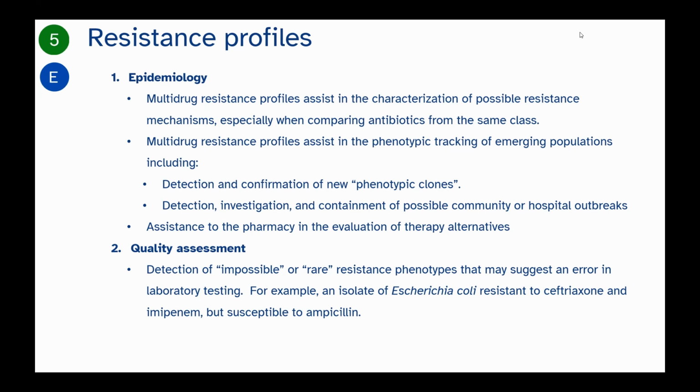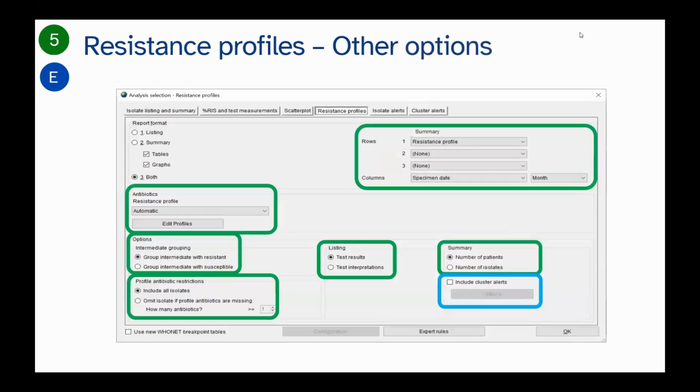Multi-drug resistance is also valuable to the pharmacy in the evaluation of therapy alternatives. In a scatter plot, we discussed this with regard to 2 antibiotics, but here we can extend this to many antibiotics. The resistance profile analysis is also valuable for quality assessment, especially if you find phenotypes that are impossible or rare. For example, if you find an Escherichia coli resistant to ceftriaxone and imipenem, but susceptible to ampicillin, that is unlikely, and it suggests some mistake in the laboratory test results.